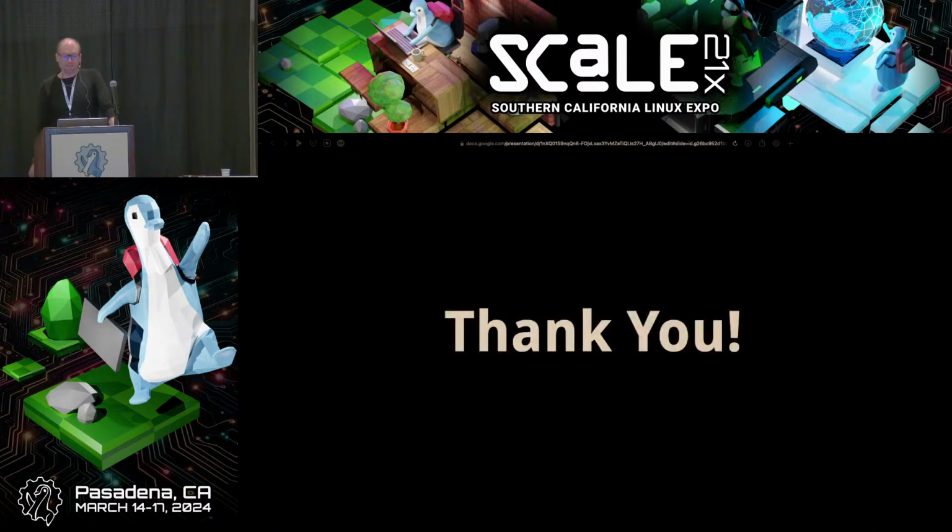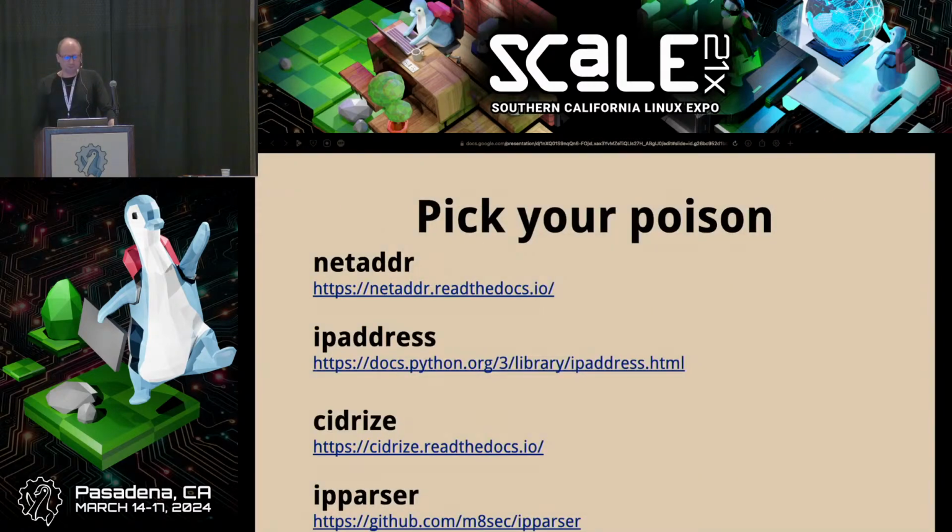So that's it. We came in just under time. So I just wanted to recap here with the libraries that I represented here. That's where you can get their documentation, or in the case of IP parser, it's the GitHub for it. So NetAdder's got its own docs. IP address is just part of the Python 3 standard library. Cyterize has its own docs. It's also on GitHub. And IP parser does not have its own published docs, but it's got a nice README on GitHub.